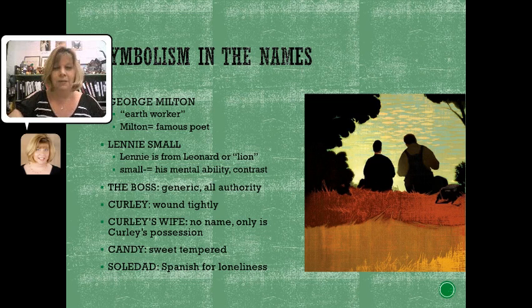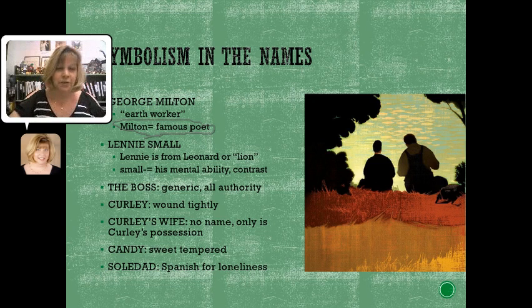George Milton, the name George actually stands for earth worker, which is exactly what George says. And then Milton brings us back to a famous poet who wrote something called Paradise Lost. Get it? So George is actually named after this author who wrote a novel about losing this vision of paradise, which is exactly what happens to the characters in the novel.